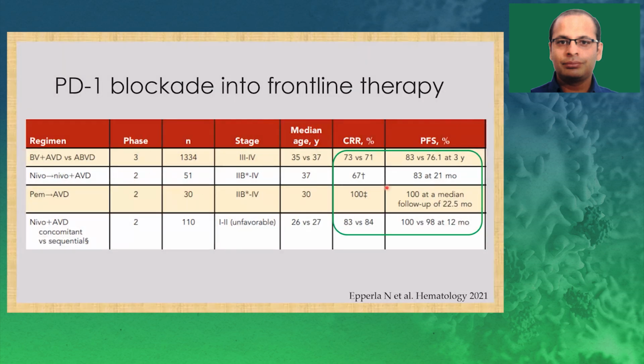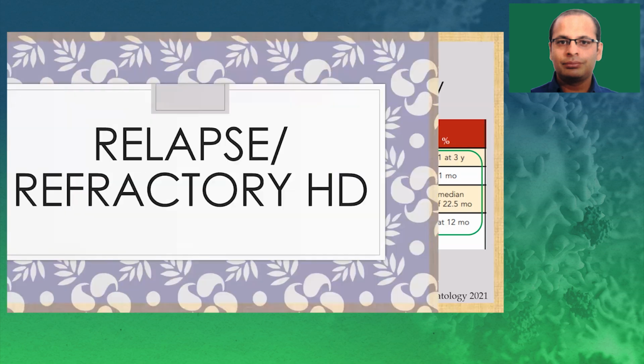Checkpoint inhibitors, we have already seen these 2 trials, nivolumab plus AVD and pembrolizumab plus AVD. So the complete response rate and the PFS were almost to the tune of 80 to 100% at the end of 2 years.